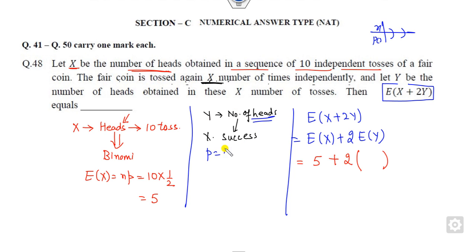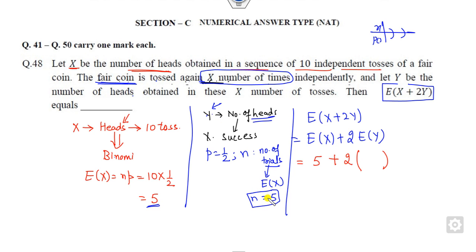You know the probability of a head is this. What is n? n is the number of trials. How many trials has Y executed? Look at this line: a fair coin is tossed X number of times. What is the X number of times? That means the expected value of X. We computed 5. So for this Y, n is 5. Once n is 5, again apply the binomial distribution, and the mean is 5/2. So what is the right answer? That is 10. That's the right answer of this problem.